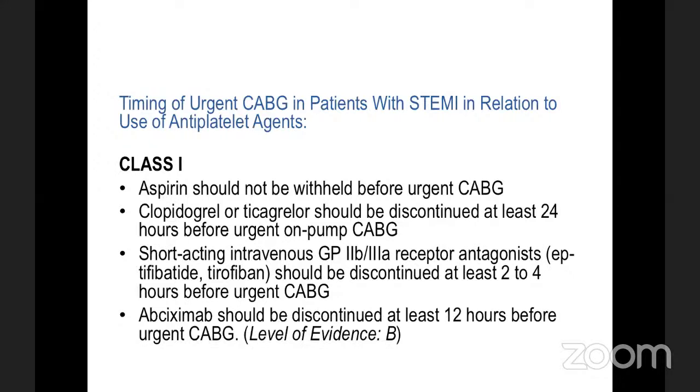Now the timing of urgent CABG in STEMI patients in relation to dual antiplatelet therapy. Aspirin shouldn't be held before CABG; it should be continued. Plavix or ticagrelor should be discontinued at least 24 hours before urgent on-pump CABG. Short-acting glycoprotein inhibitors like tirofiban should be discontinued at least 2 to 3 hours before urgent CABG.